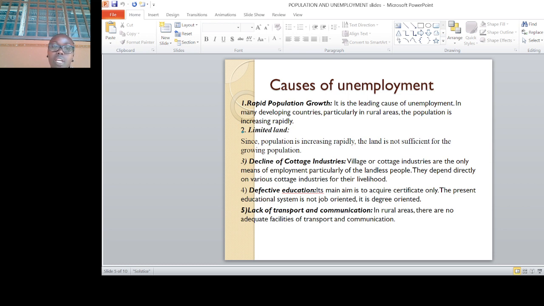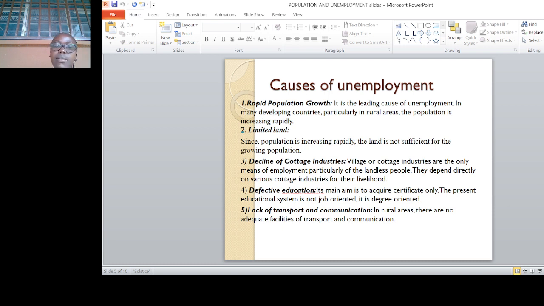When we say limited land, you find that when there are many people and the land is limited, people are not able to do agriculture, in which agriculture provides them their daily routines. Also, when it comes to selling their products, the farmers are producing less, in which it can't accommodate their population. There is also decline of cottage industries. Also, there is defective education.